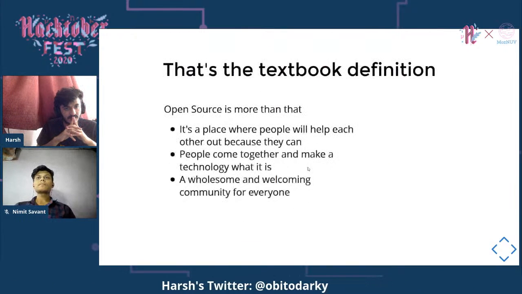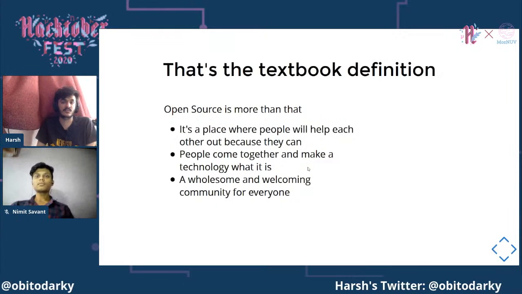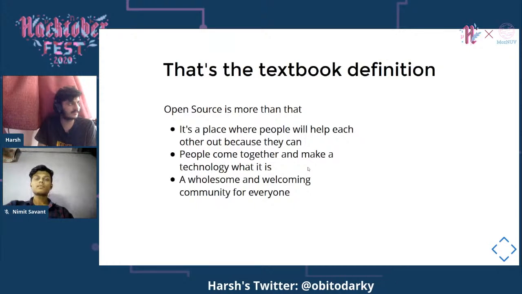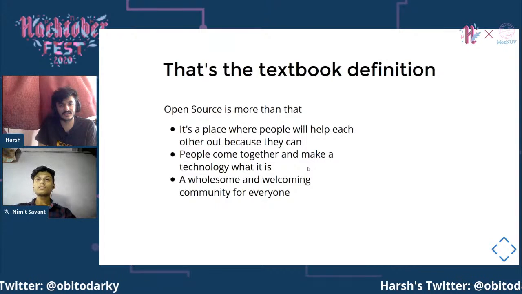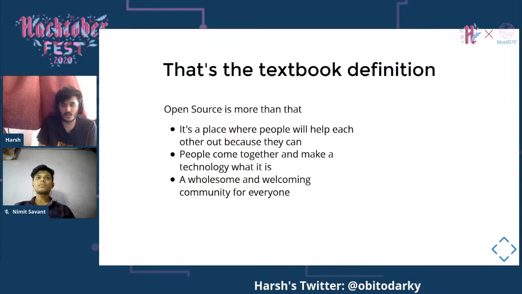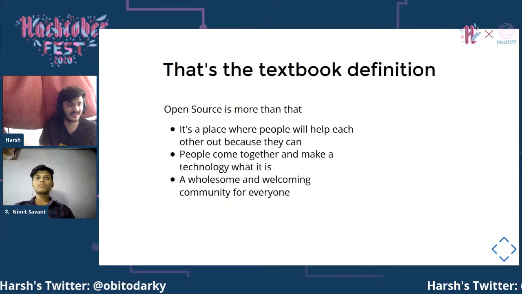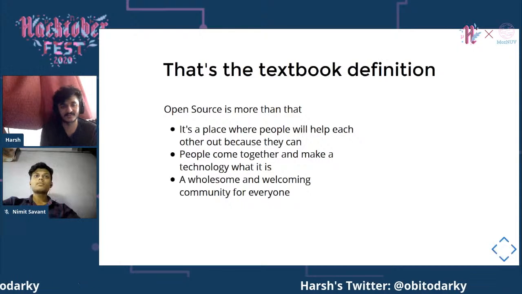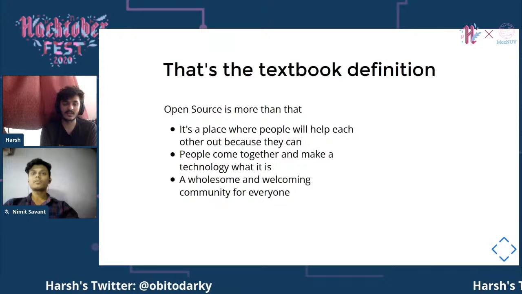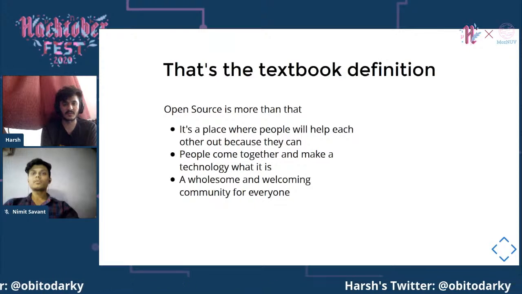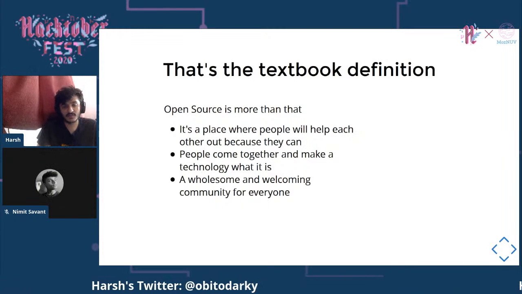But that is exactly the textbook definition. That's what I read when I was in college, and that was probably the worst definition I could have ever witnessed in my life. Open source is more than that. It's not just making the source code of your project public. Open source is a place where people help each other out because they can.